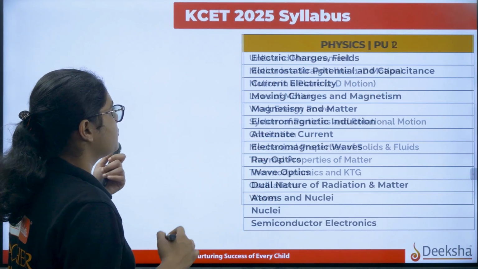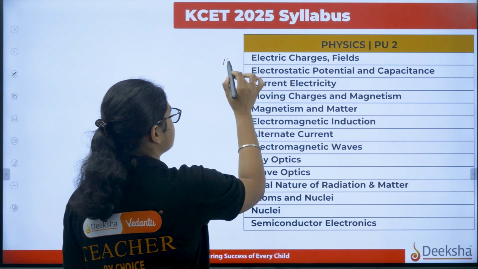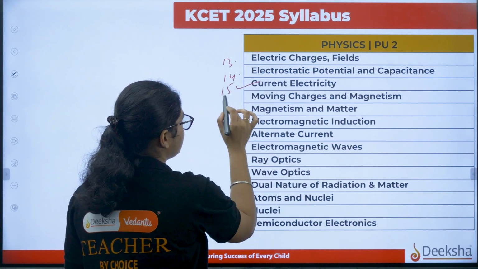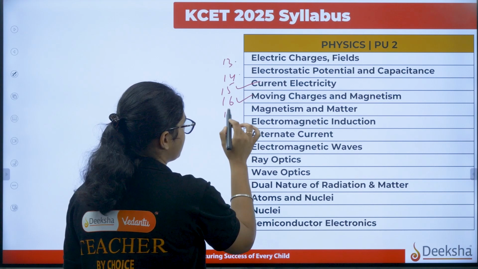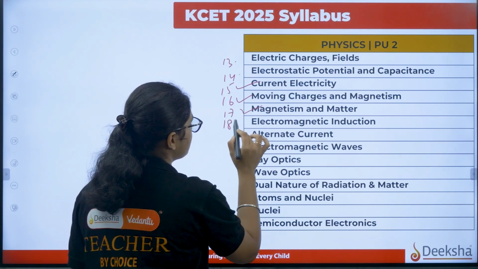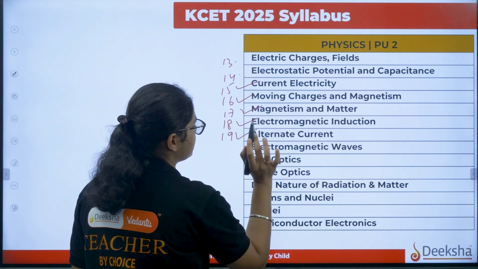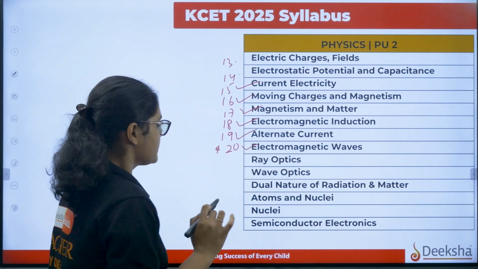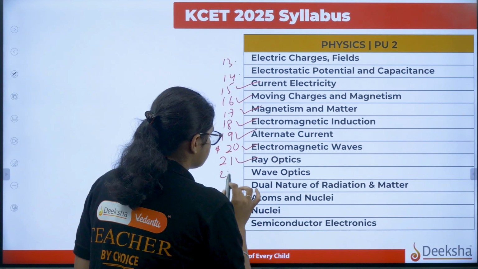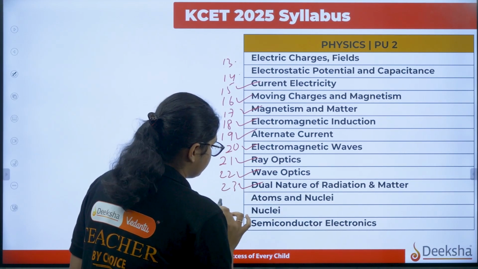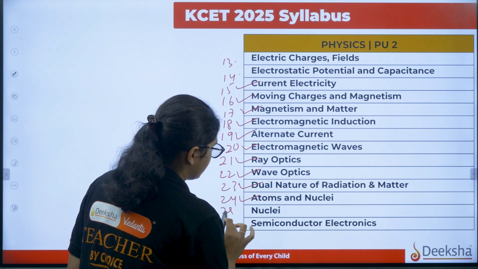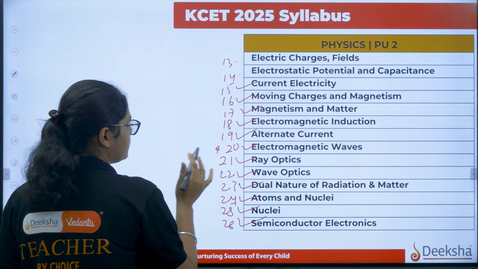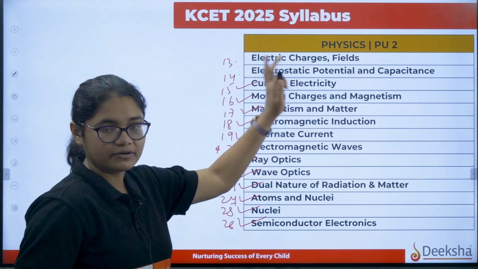Okay, now coming to PU2 syllabus, here you have electric charges and fields, electrostatic potential and capacitance, then you have current electricity, then you have moving charges and magnetism, 17th is magnetism and matter, 18th electromagnetic induction, 19th is alternating current, and then you have 20th is electromagnetic waves. Now coming to 21 ray optics, 22 wave optics, 23 dual nature of radiation and matter, 24 atoms, 25 nuclei, 26 is semiconductors and electronics. So around 25 to 26 chapters you also have in physics.